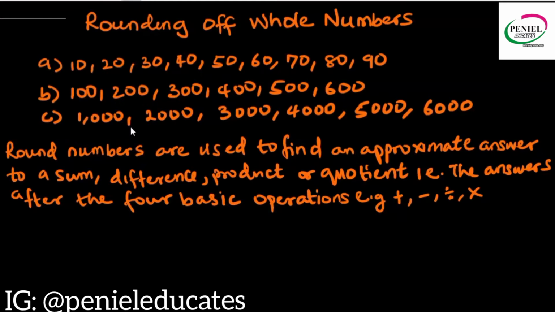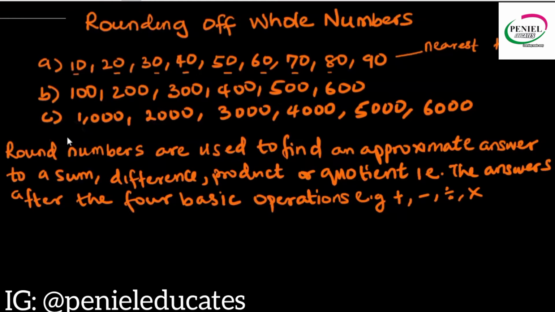Now, if you look at this, you will see that these are written in multiples of tens. It means that this particular set of numbers is rounded off to the nearest tens. This one is rounded off to the nearest 100. That's why you see that these are written in multiples of 100: 100, 200, 300, 400, and 500.